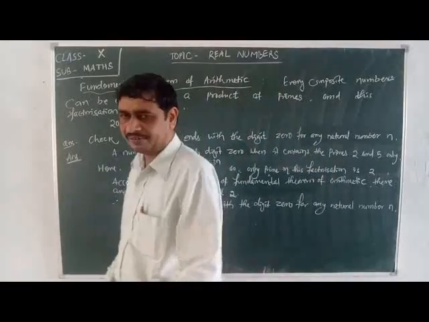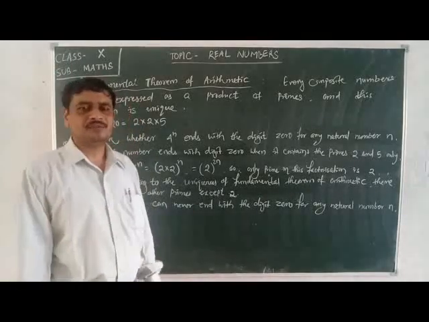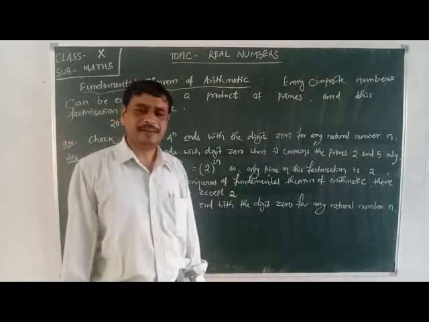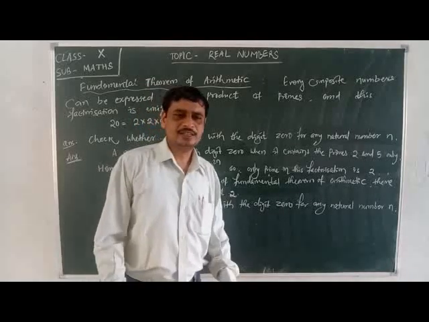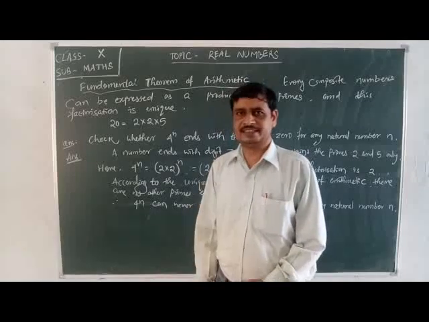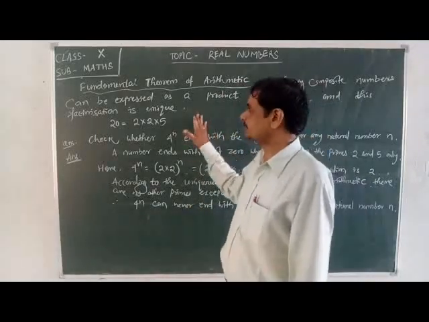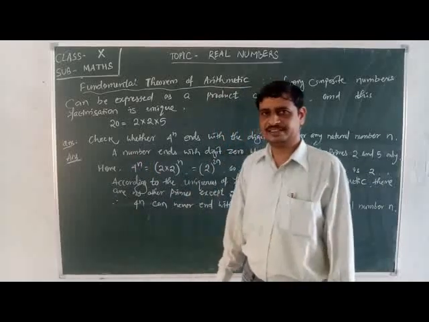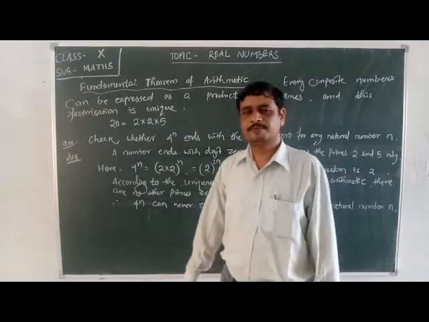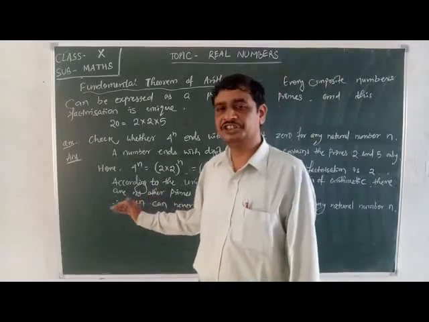According to this fundamental theorem of arithmetic, we know which primes will come in the factorization and which primes are present and which are not present in a factorization. On the basis of this theorem, we can prove whether a number ends with the digit 0 or not.